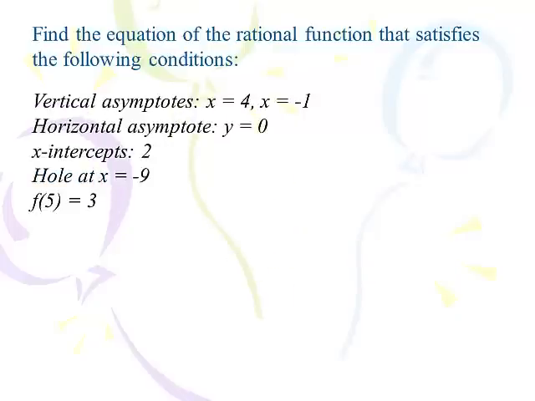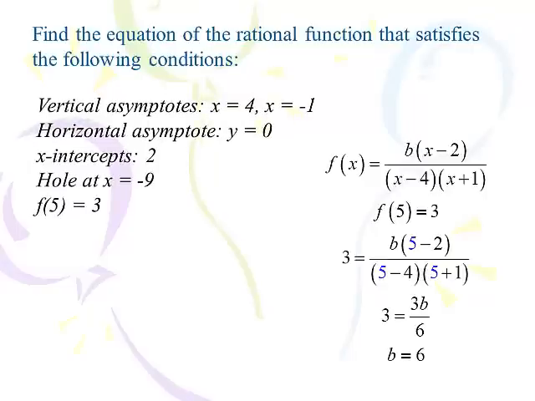Well, this one's got it all. 2 vertical asymptotes, 1 x-intercept, a horizontal asymptote is 0. We have a hole in it, which I'm going to leave to the very end. And if you let x be 5, the function will equal 3. So let's get the basics in first. So the vertical asymptotes go on the bottom. The x-intercept goes on top. I stick a b in there for my placeholder for my coefficient.